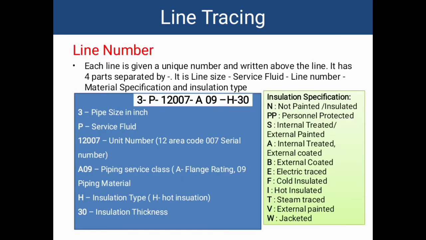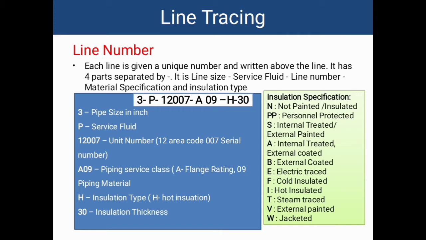Line tracing: when you start reading a P and ID, you start with the left side. The left side is the entering stream. You take any one pipe, start from the raw material storage, follow the raw material pipeline, and note down the line number that is given. For example, 3P12007 A09 H30. This is the line number.